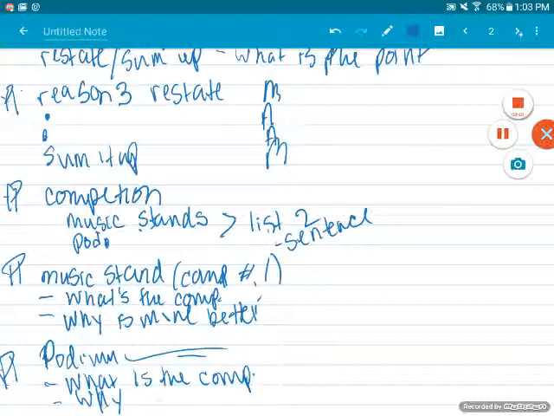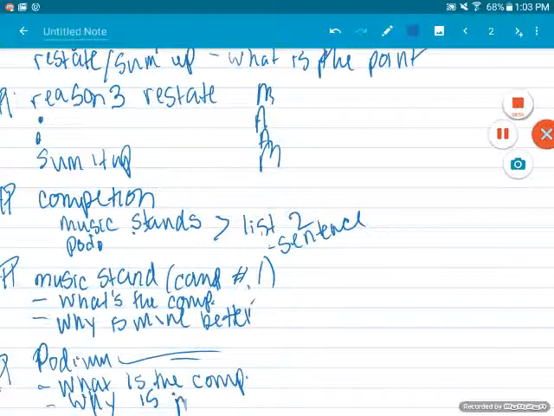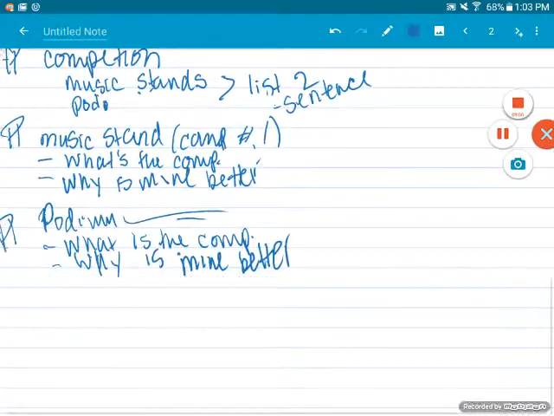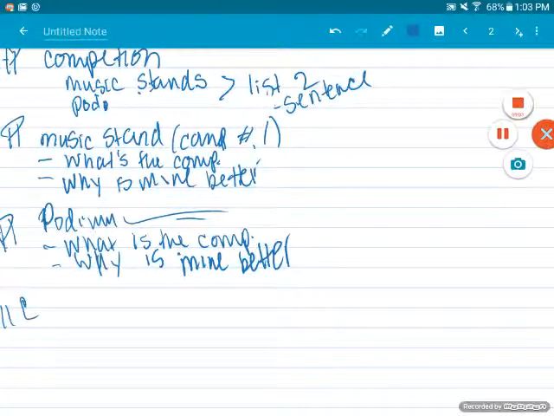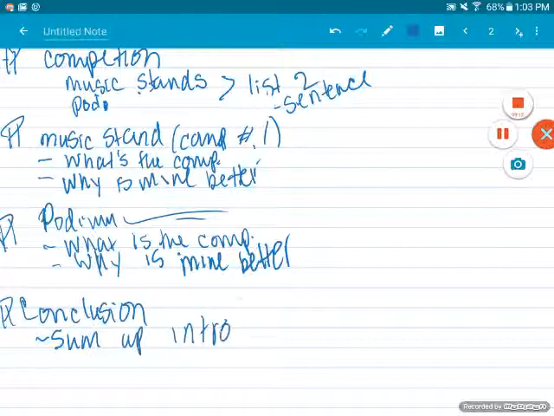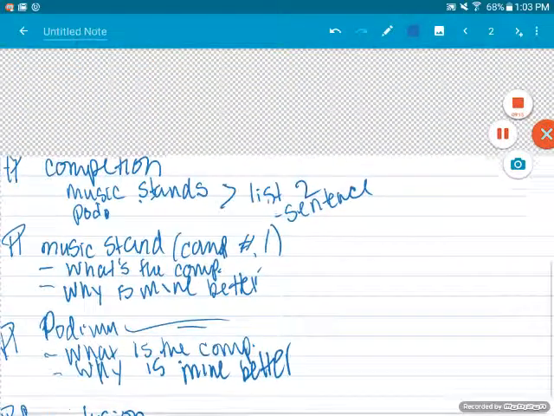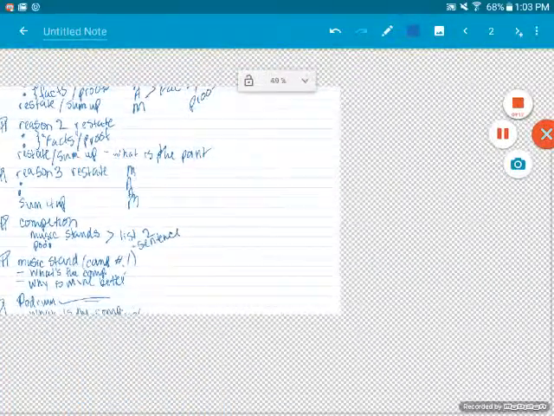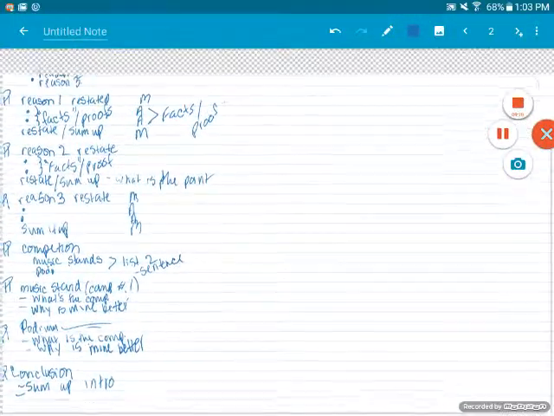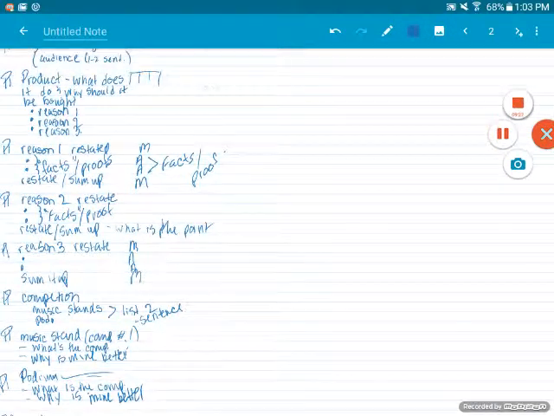We now have, I don't know, like 7 or 8 paragraphs. But watch. Now we're going to conclude it in our conclusion. Conclusion is another paragraph. We're going to sum up our intro. I'm going to make this a little bit smaller so we can see it. We're going to sum up this paragraph right here.